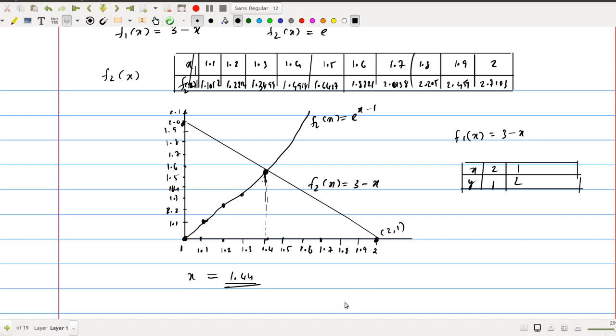So this is the way we use the graphical method. In the next class we will discuss the bisection method and two or three other methods to evaluate the numerical roots of algebraic and transcendental equations using numerical methods. Okay, thank you.